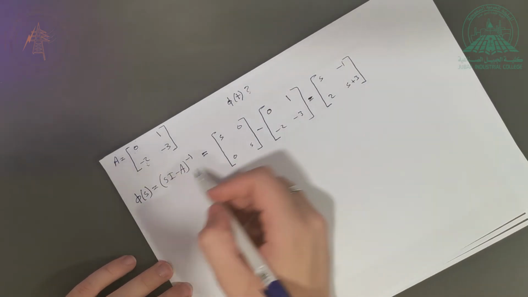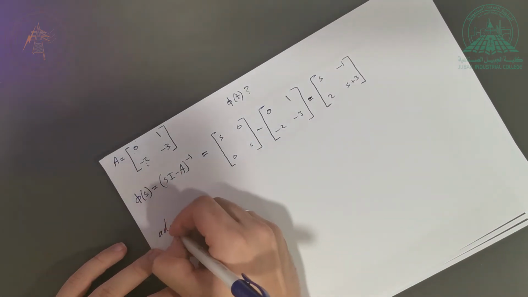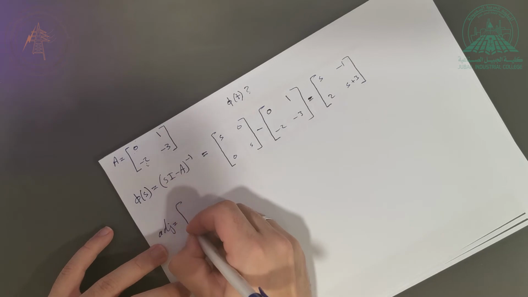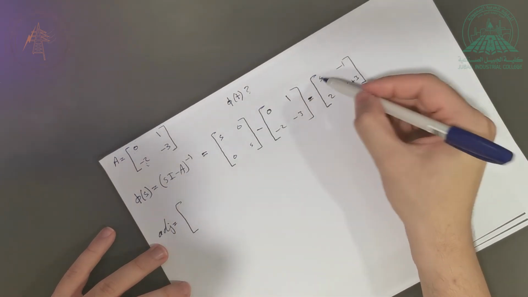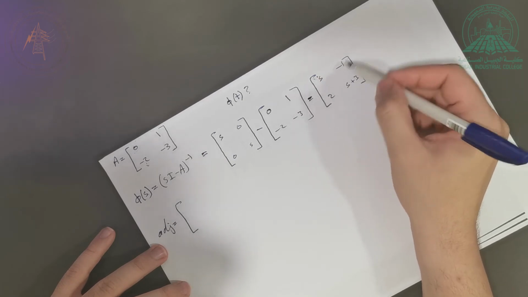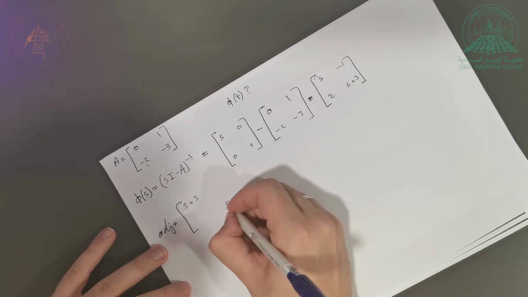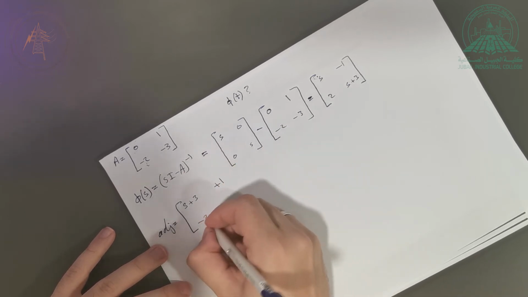In order to get the inverse of that, I need two things: the adjoint and the determinant. What is the adjoint? The adjoint is simple. I take this, swap these, and change the sign of these. So it is s plus 3, 1, minus 2, s.